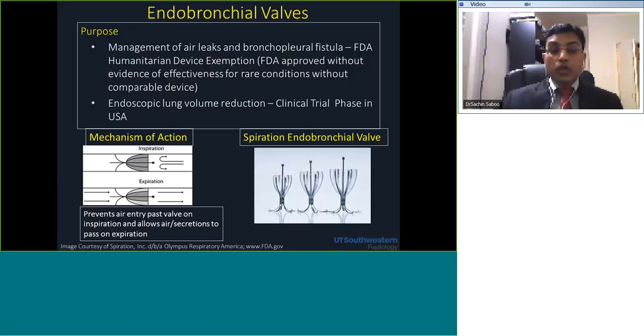That brings us to the mechanism of action and purpose of these endobronchial valves. As I mentioned, the valves are used for air leaks and bronchopleural fistula. Currently in the US, it is an FDA humanitarian device exemption for this procedure. They are also in clinical trial phase for lung volume reduction. The valve allows one-way flow of air and secretions, meaning it does not allow flow through it on inspiration, but it does allow them to move from inside out on expiration. That way, the main purpose of treating air leaks, bronchopleural fistula, and lung volume reduction is taken care of.